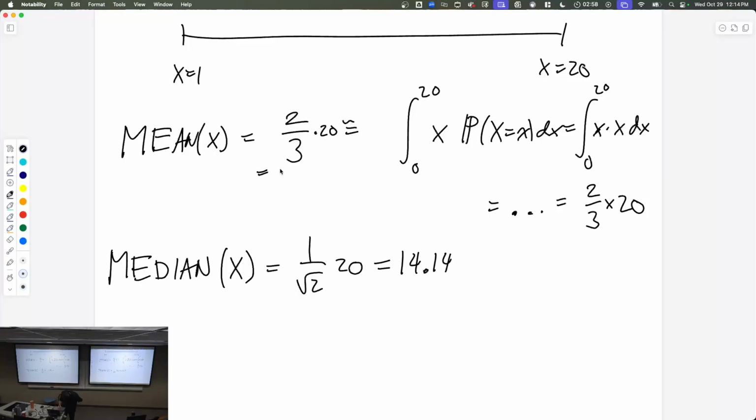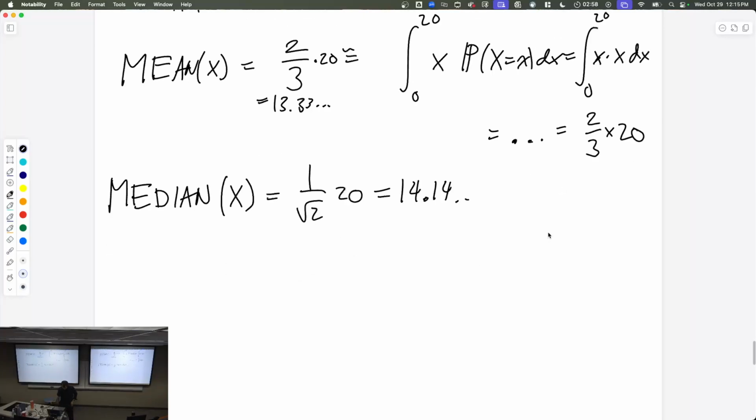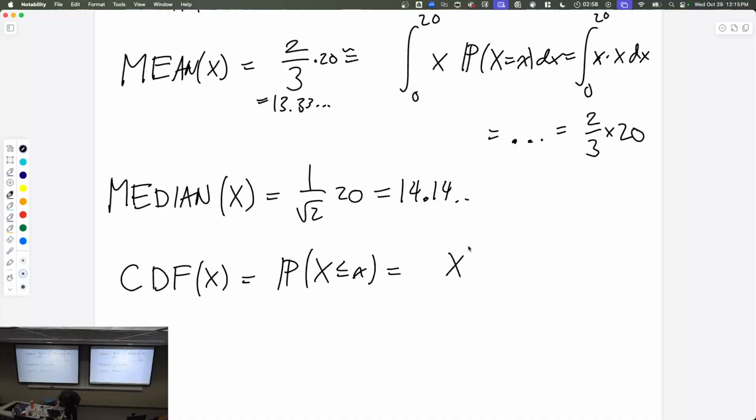14.14. This one is 13.333. Why is this the median? Well, the whole point is to look at the cumulative distribution function of x, which is the probability that x is less than or equal to x. And this one grows like x squared. So this is like x squared times something, maybe 1 over 420. So this is growing sort of quadratically.